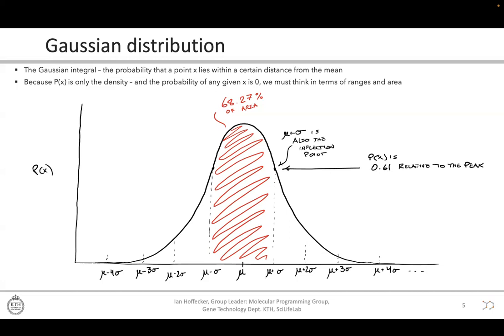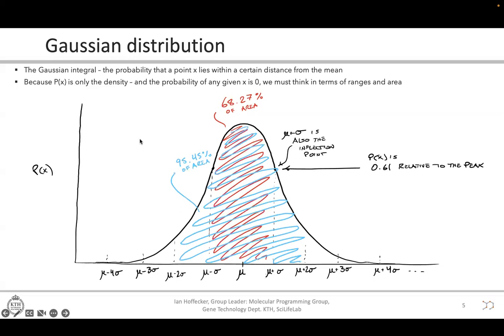But if we think in terms of ranges, then we can think about the area as corresponding to a probability. So in the case of the Gaussian distribution, the area that is contained within -1 standard deviation and +1 standard deviation away from the mean corresponds to 68.27% of the area of the total distribution. And this is another way of saying that 68.27% of points sampled from this distribution are going to fall within 1 standard deviation away from the mean.